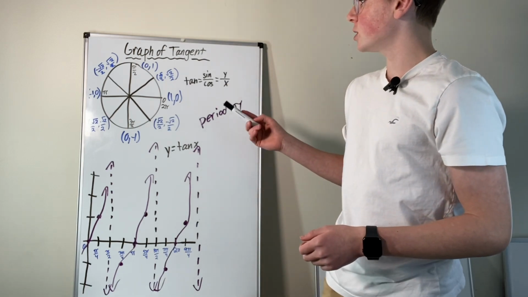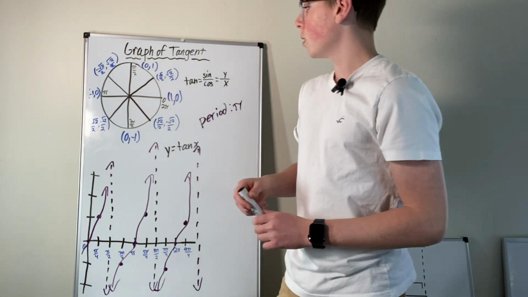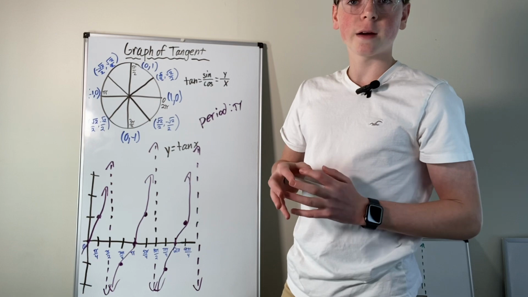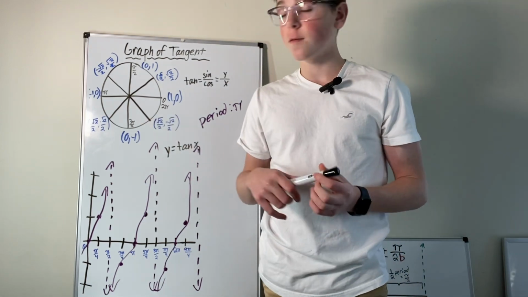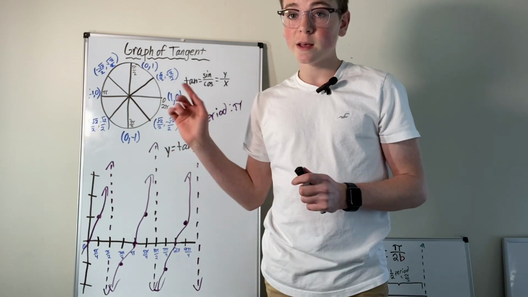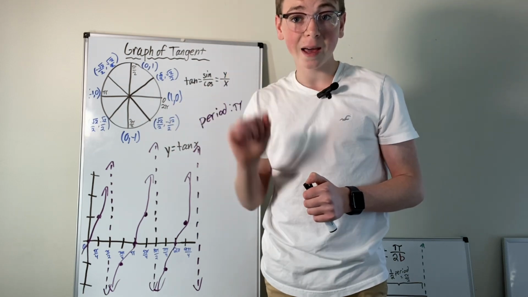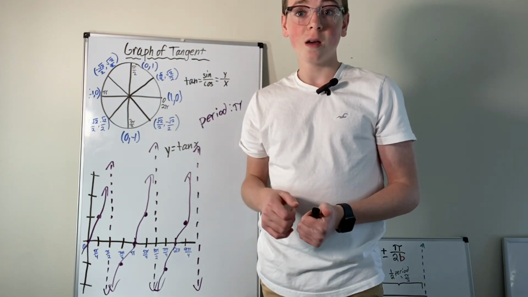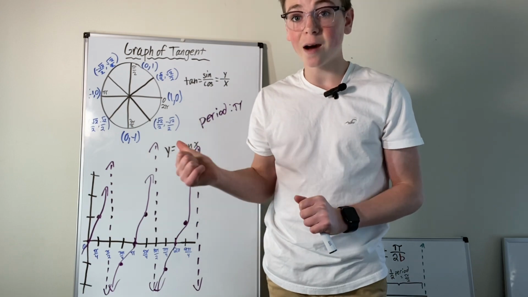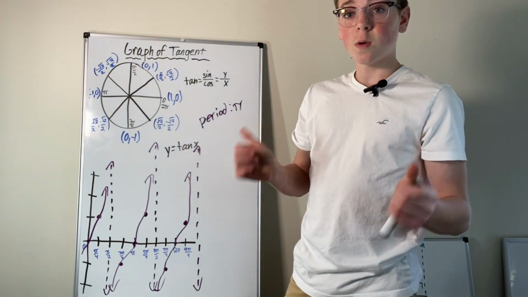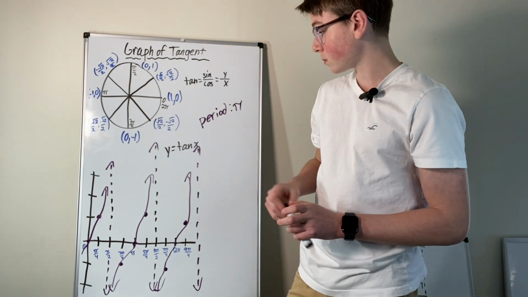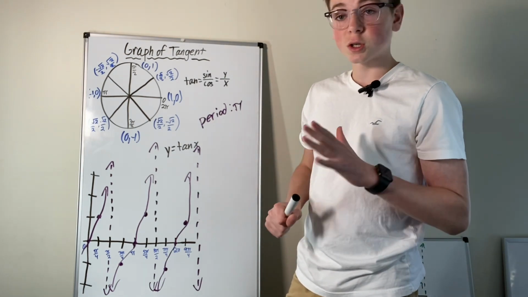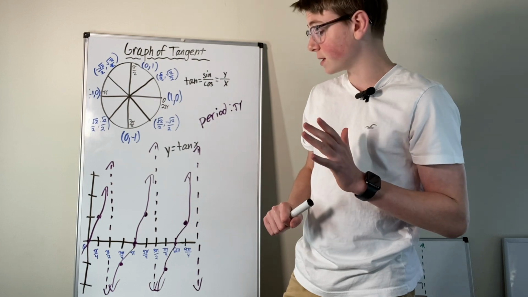Our graph of tangent, we have our unit circle with 0, pi over 4, pi over 2, 3 pi over 4, pi, 5 pi over 4, 3 pi over 2, 7 pi over 4, and 2 pi. If you would like to watch me graph this and see how to graph it, please watch my video on the graph of tangent. So let's just start and get to the main points of this.